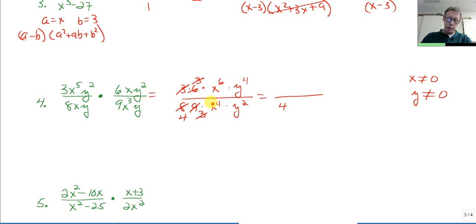Now for the numerators, for the x's, I would have x to the 6 minus 4, so that would be x squared. And y to the 4 minus 2 would be y squared. So there's my final answer, along with the domain.